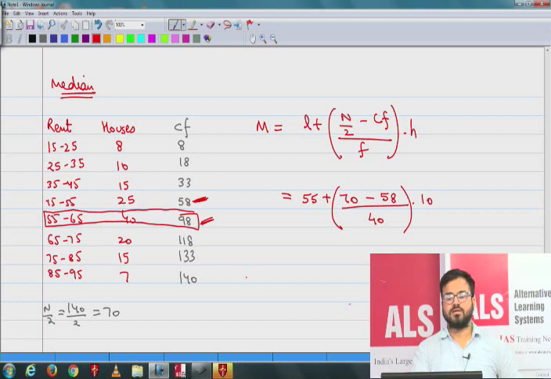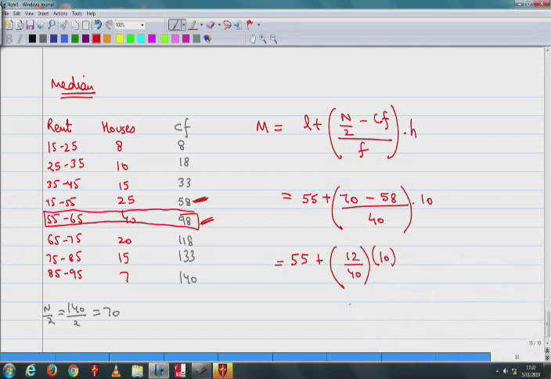This is the substitution. Now just simplify it. 70 minus 58 is 12. 12 divided by 40 into 10, which is 3, so 55 plus 3 is 58. So 58 is the answer. How are you getting these different answers, Shillong? Just put the right value and calculate it correctly. It's an easy one, not a difficult one.